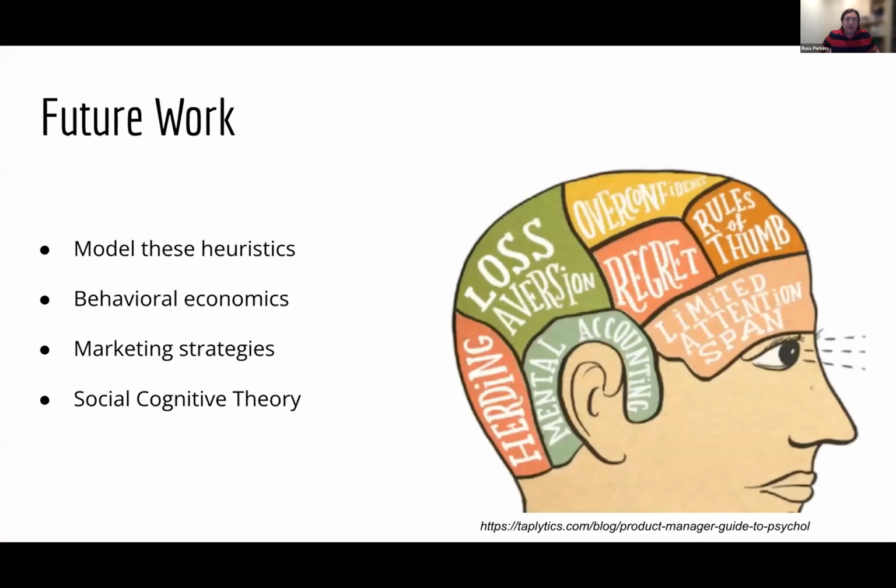Just a little bit going into future work here. What I'd like to focus on is trying to model these heuristics, trying to do experiments on them and create some type of models for them using theories from behavioral economics. We talked about prospect theory a little bit, and then marketing strategies, which I think use heuristics to determine human behavior, and then following it up with social cognitive theory that we talked about with the stereotype content model.